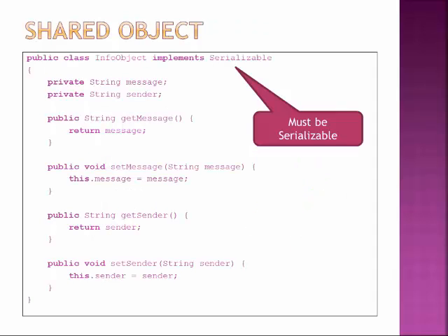So the key to this is we need to create an object that represents that information. So in this guy, we have an info object. And it has two pieces of information we're going to send, a message and a sender. Who's the sender of this? So you can think of an email. I not only send you some text, I also send you who's sending you the text. Getters, setters, you can even have behavior there if you want to.